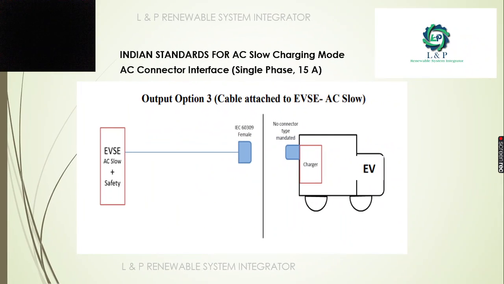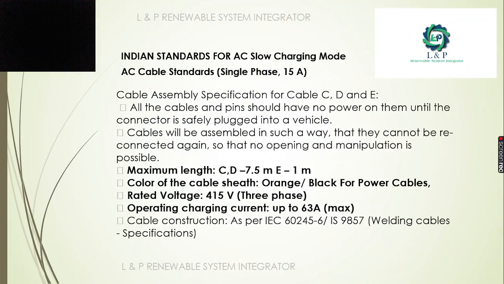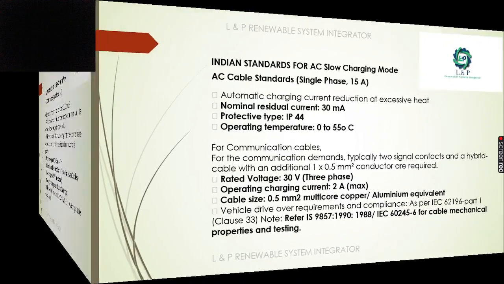Next, the third option is a cable attached to the electric vehicle supply equipment which will be used for slow charging. The most important constraints when we go for AC cables: the maximum length can be 1 meter if it is a type E cable. If it is type C and D, we can use up to 7.5 meters. The rated voltage can be 3 phase, that is 415 volts. A maximum of 63 amps current also we can use.